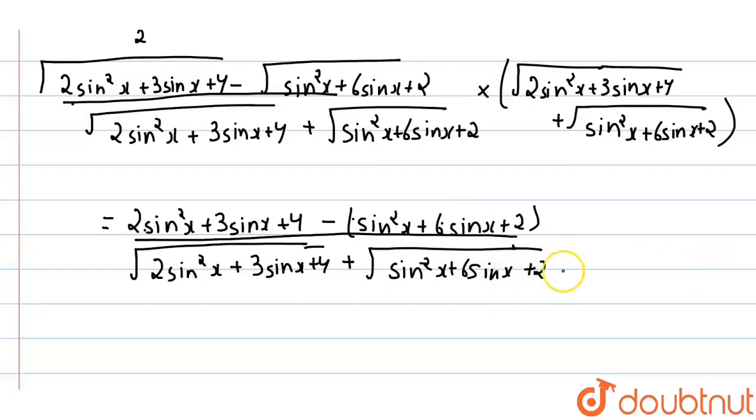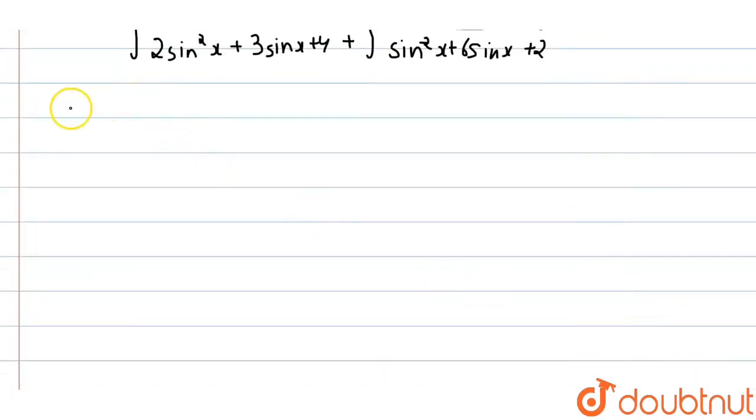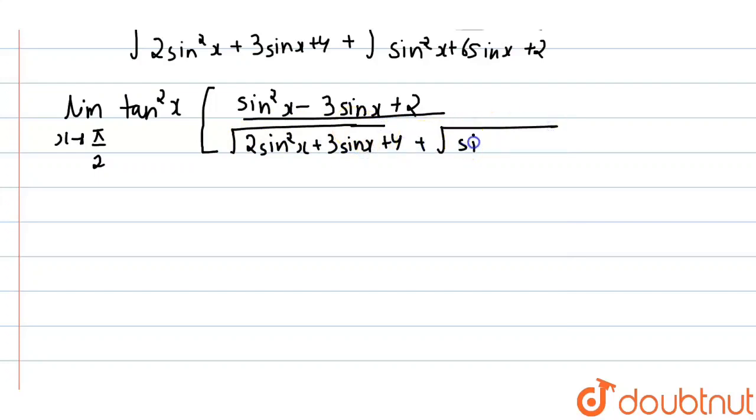Now we have to find the limit. Limit x tends to pi by 2 of tan squared x times (sin squared x minus 3 sin x plus 2) upon what we get from above solving: 2 sin squared x plus 3 sin x plus 4 plus root under sin squared x plus 6 sin x plus 2.